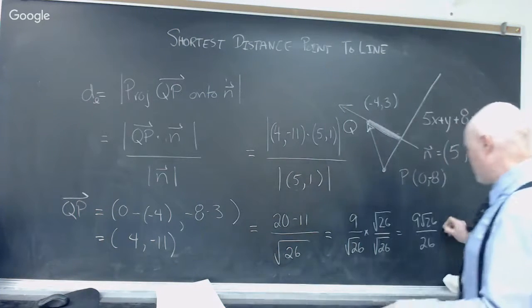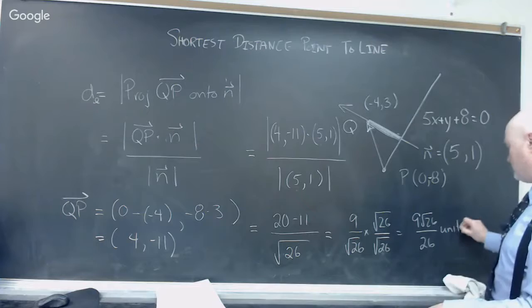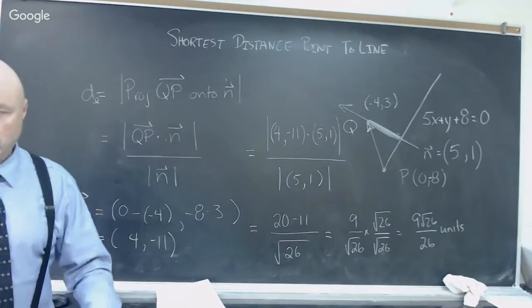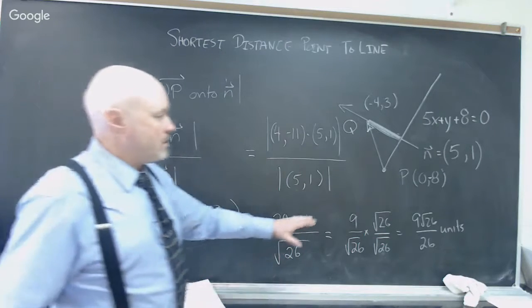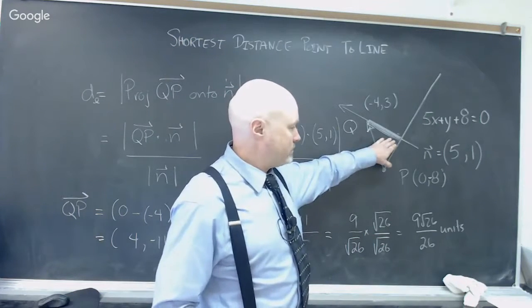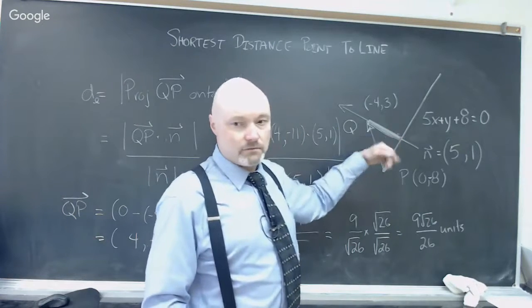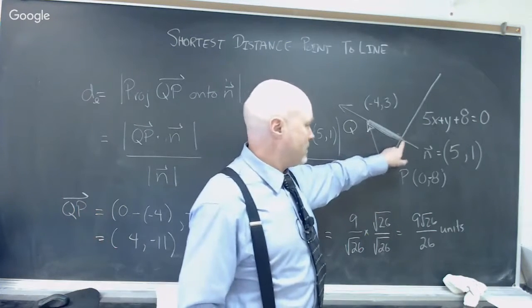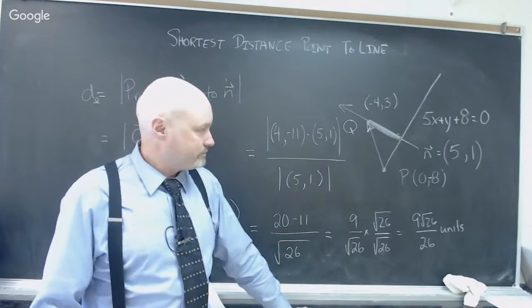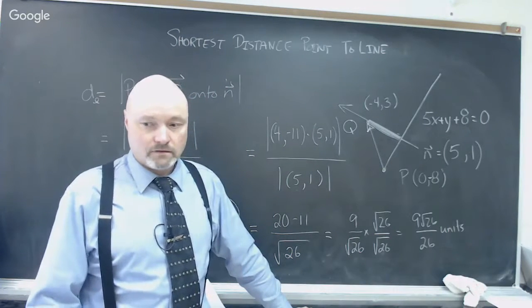And if you like, you can put units on there. So we projected an arbitrary vector QP onto our normal vector, and that's given us the perpendicular distance from the line out to point Q. Okay. That's good.